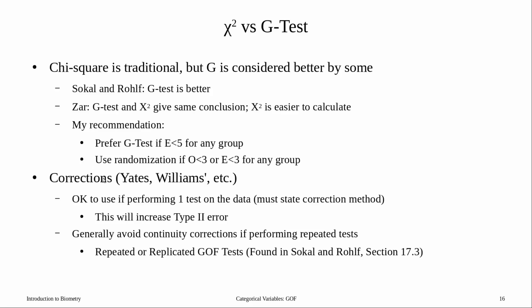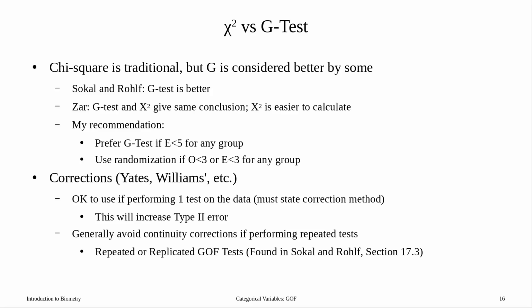Before we move on, what about our corrections, Yates, or you'll see Williams corrections and so forth? Should we use them? Well, if you're only going to do one test on the data, so if you are only going to test observed versus expected for, let's say, our fruit fly eye color, just do it once and be done with it. Then, yeah, you can run a Yates correction. That's perfectly fine. You'll note that when you run this correction, you're going to increase your type 2 error rate.